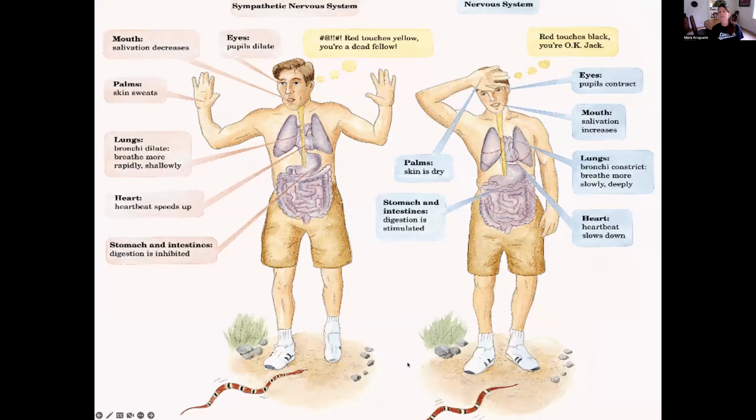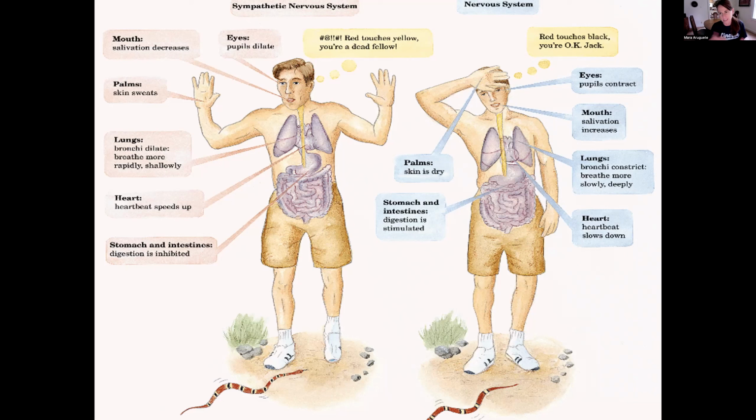Here you can see the difference between the sympathetic and the parasympathetic nervous system. Over here with the pink bubbles, you can see that this person is in a sympathetic state, meaning that his autonomic nervous system is speeding him up. It's arousing him. It's causing his pupils to dilate. It's causing his heart to beat really fast. It's causing his lungs to breathe quickly and shallowly.